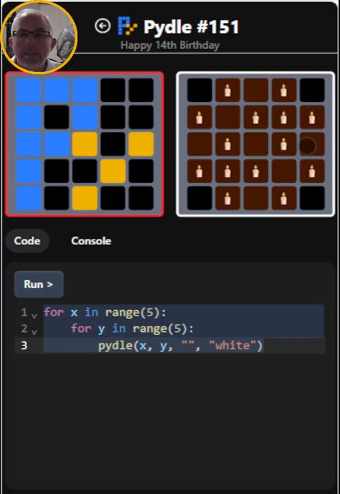Today's Pydle is a birthday cake. It says happy 14th birthday. That's dedicated to my son, who turns 14 today.